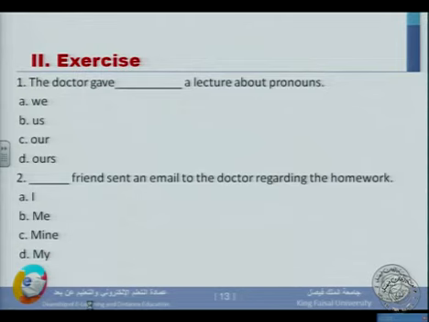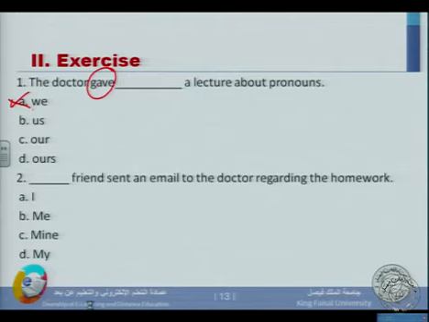خلينا نشوف هذا. The doctor gave فراغ a lecture about pronouns. First of all, where's the verb? This was our first question. Where's the verb? The verb هو gave معناها أعطى. إذن بده هو بحاجة إلى object pronouns. Object pronouns اللي بتيجي we is a subject pronoun, then it's incorrect.